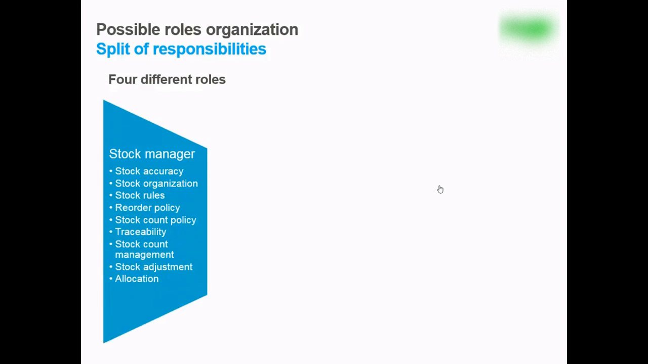Now, we can find in stock organization 4 different roles. There's the stock manager, who's in charge of the accuracy of the stock levels and of the organization of the different material handlers. They also define the stock rules about the stock management, the reordering, and the stock count. They control the transactions done by the material handlers and initiate stock adjustments when necessary. They also decide the allocation to ensure respect of the FIFO, for instance.